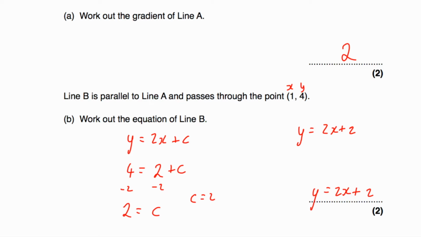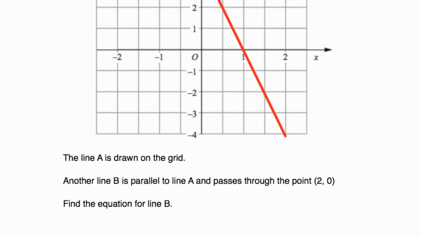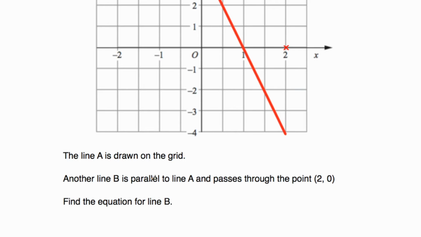Okay, let's have a look at our next question. Okay, let's have a look at question number 15. So here's question 15, and we've got these set of axes, and we've got this line in red. So if we scroll down, we can see that it says line A is drawn on the grid, so this is line A, and another line B is parallel to line A and passes through the point (2, 0). So it's going to pass through this point here. And we've been asked to find the equation for line B.